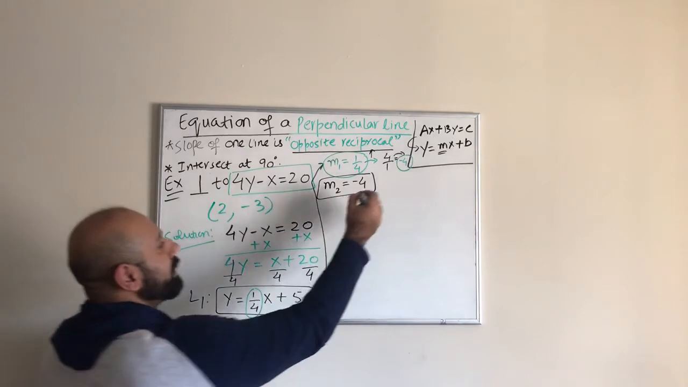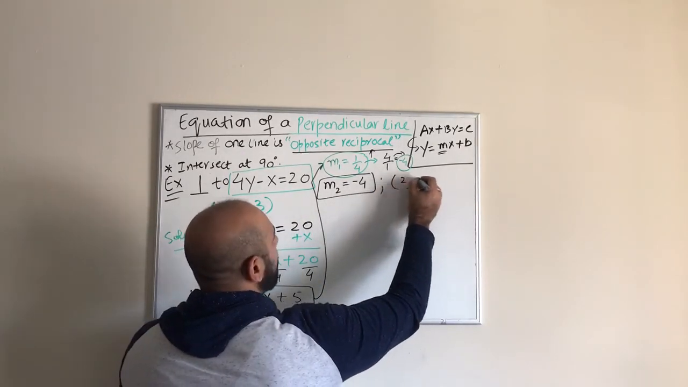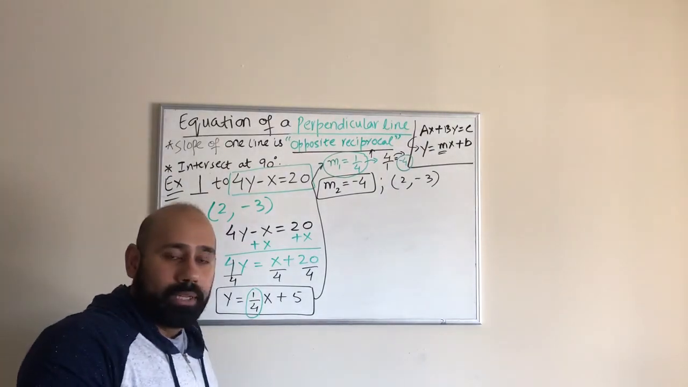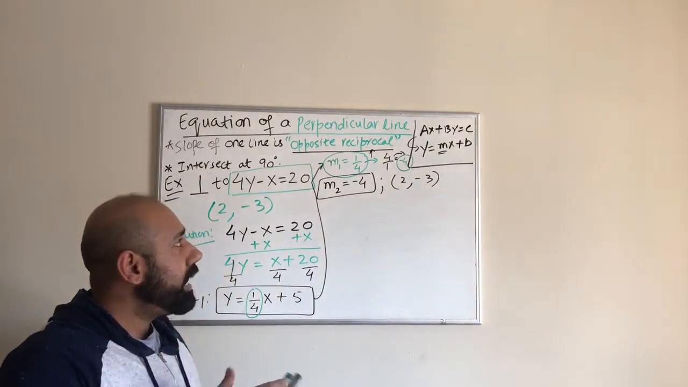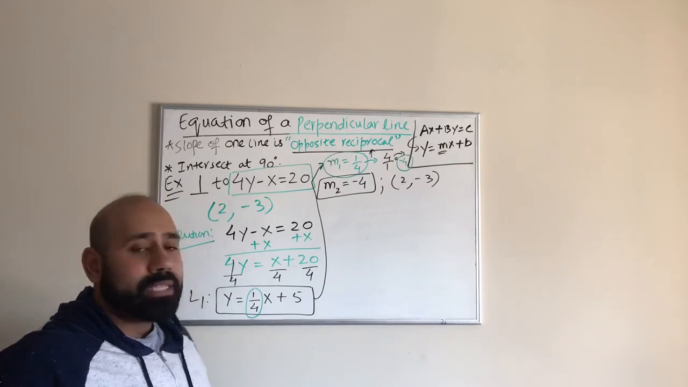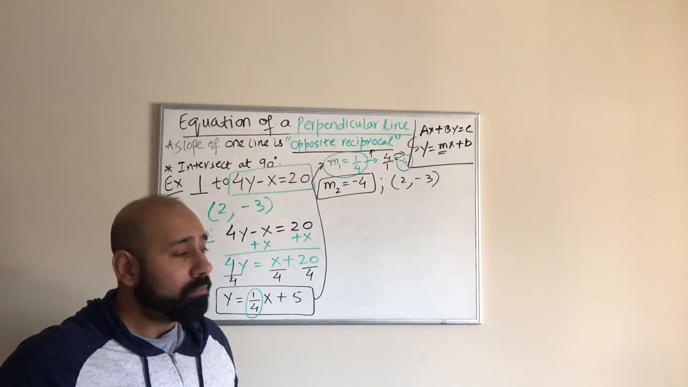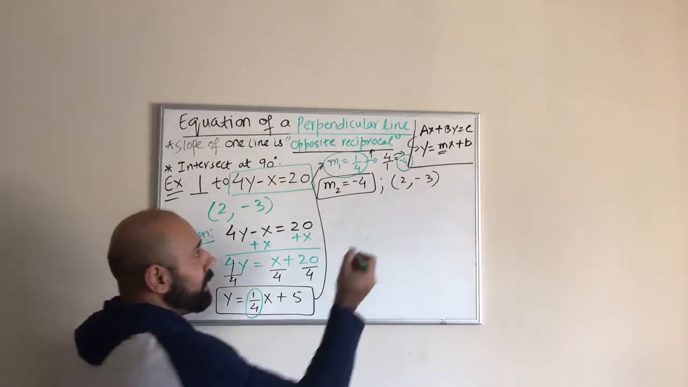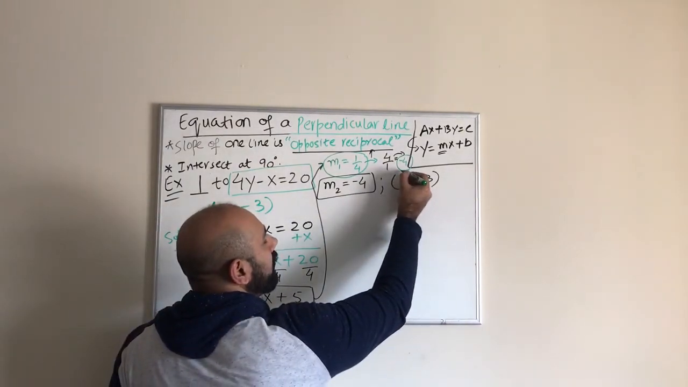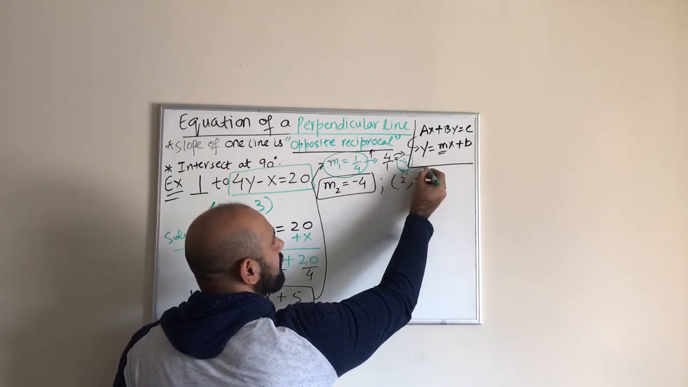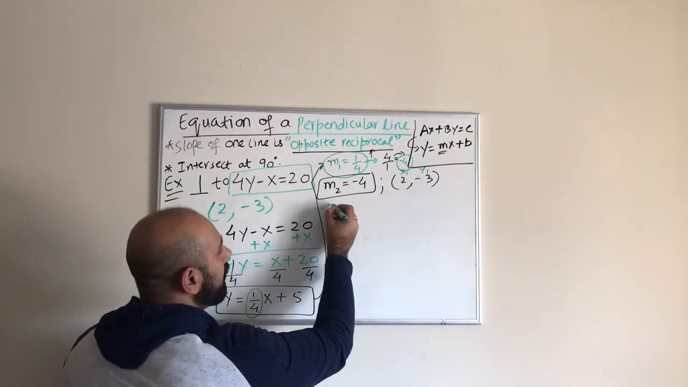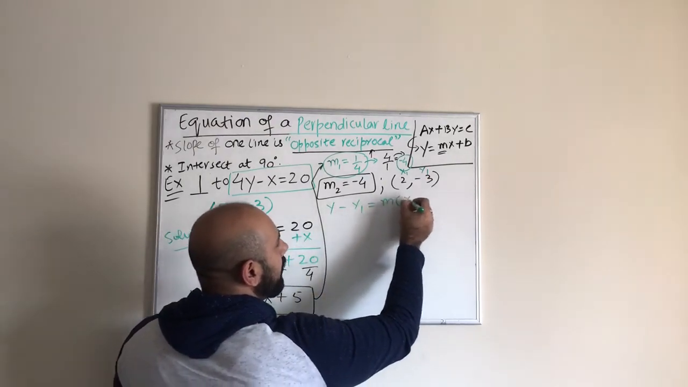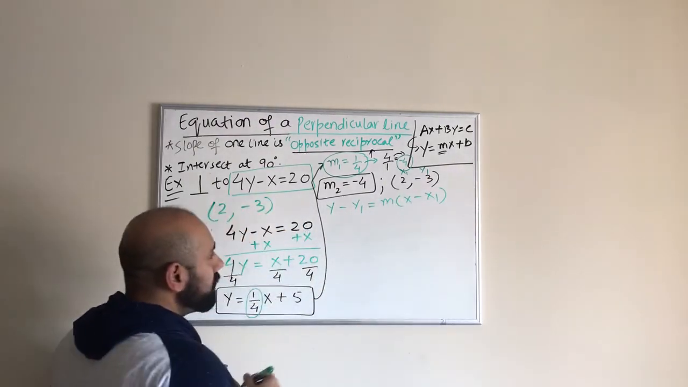And we also have the point, and the point is (2, -3). Again, guys, at this point, it is just similar to what we have been doing in the previous videos. But let's go ahead and actually write the equation. Again, it would make sense to use the point-slope form because we have a point and the slope. So I'm going to label this as x1, this as y1, and the form is y minus y1 equals m times (x minus x1).